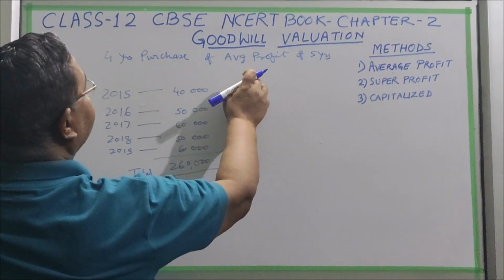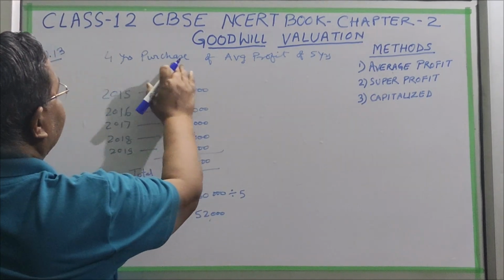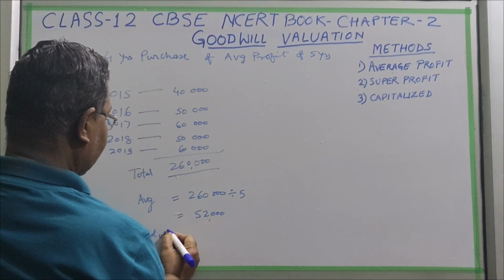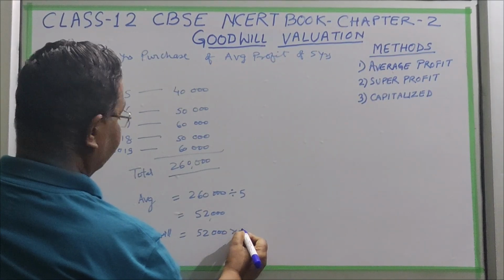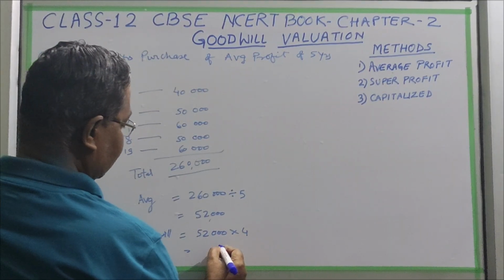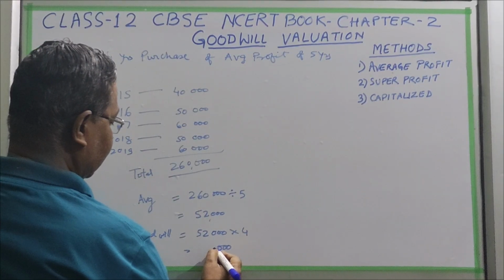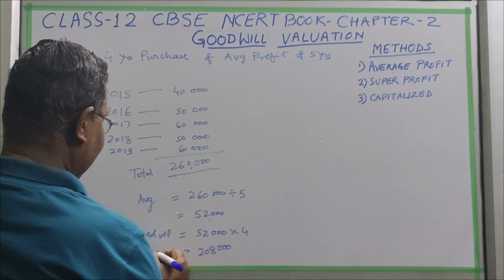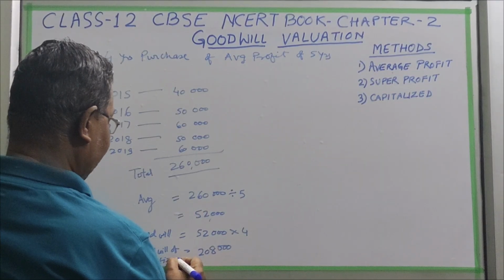Now it is 4 years purchase, which means this average profit is to be multiplied by 4 years. So goodwill equals 5 years average, 52,000 into 4 years purchase. So 4 years purchase means you have to multiply the average profit by 4. So this is the goodwill of the firm on the basis of average profit method.